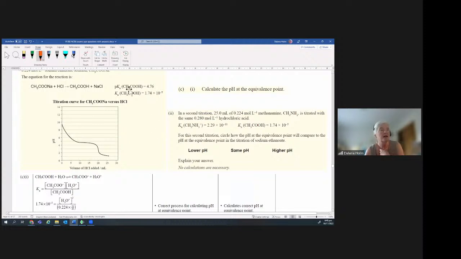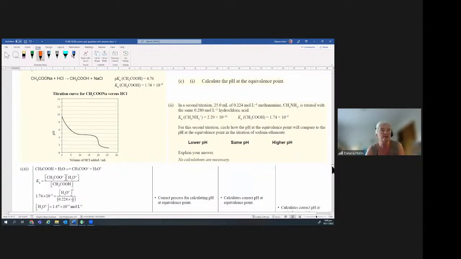You should recognize HCl as a strong acid, and you should recognize that the ethanoate is the weak base. So this is a weak base, strong acid. And can you calculate the pH of the equivalence point? This comes up again and again, so you can focus on the equivalence questions and practice them to make sure that you've got that.